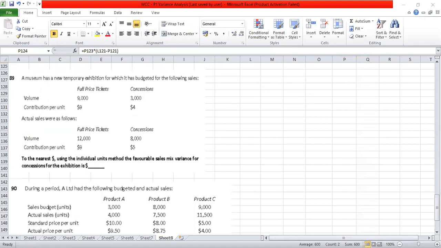After that, take the standard profit. The standard profit given to us here is only the contribution per unit, so the standard contribution per unit has to be taken up. Okay, let's do this one, 89.